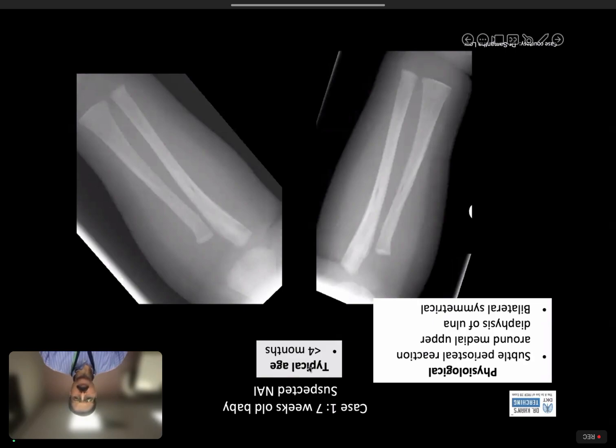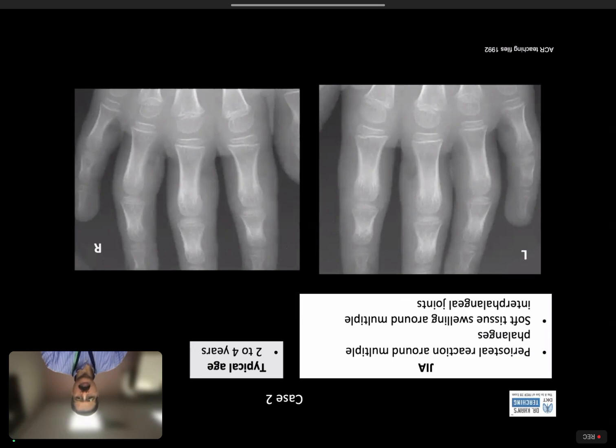Now, this is a 7-week-old baby, and typically these are less than 4 months. There is subtle periosteal reaction, usually in the upper diaphysis of the ulna, bilateral and symmetrical, you see here and here. Our case was not at all like this. Now, look at this one, JIA. It should not even be considered in the differential diagnosis.